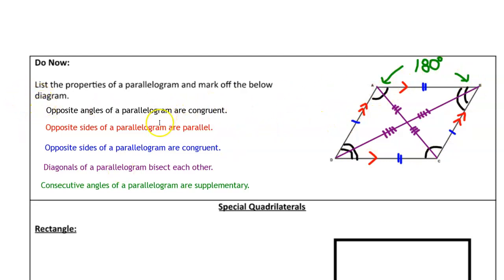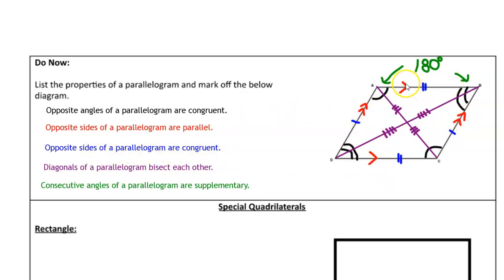They're color-coded, so you should be able to see what's going on here. Opposite angles of a parallelogram are congruent, like this angle and this angle are opposite of each other. This angle and this angle are opposite, so they're congruent. Opposite sides of a parallelogram are parallel. It's called a parallelogram because the opposite sides are parallel. So this and this are parallel. This and this are parallel. And then opposite sides of a parallelogram are also congruent.